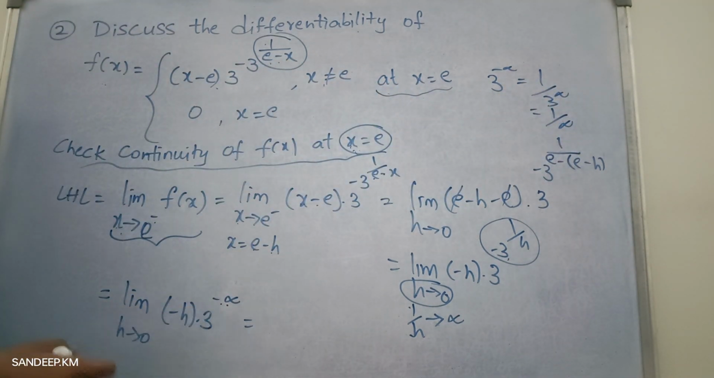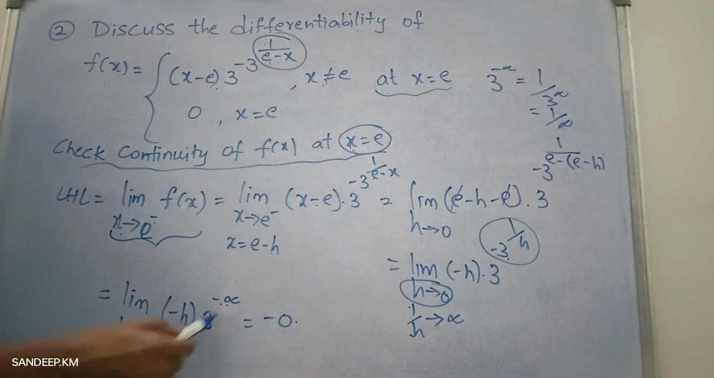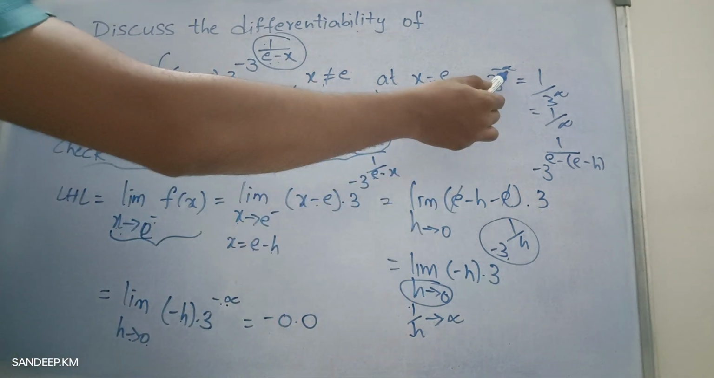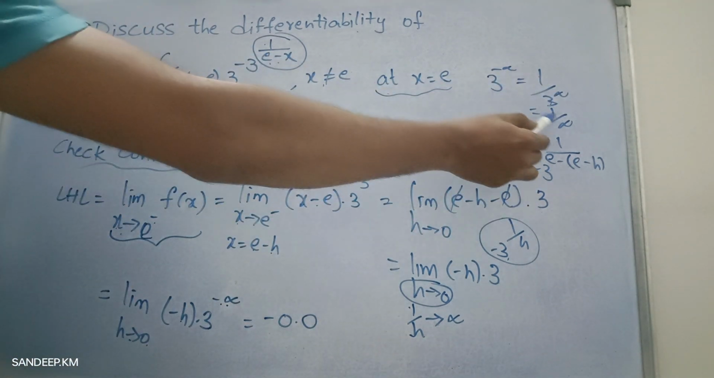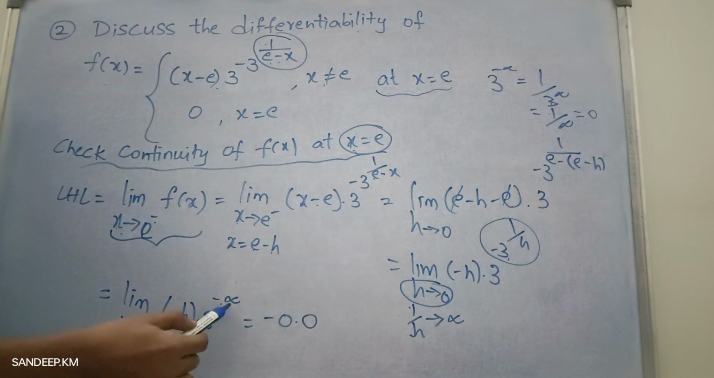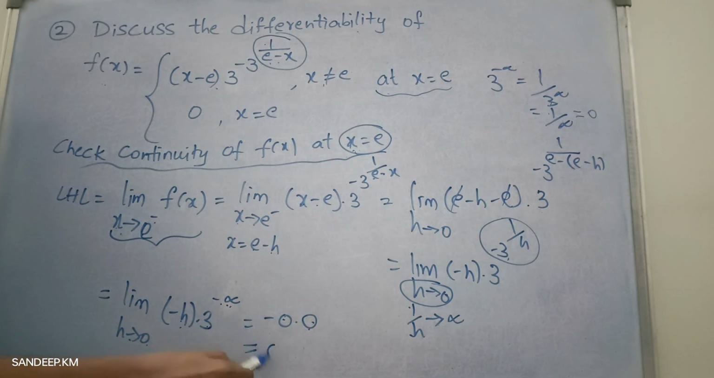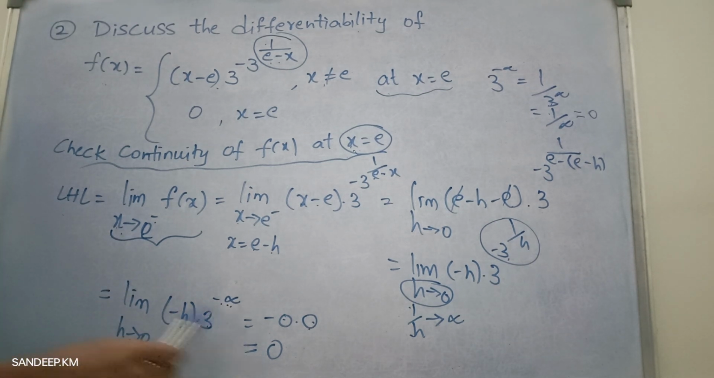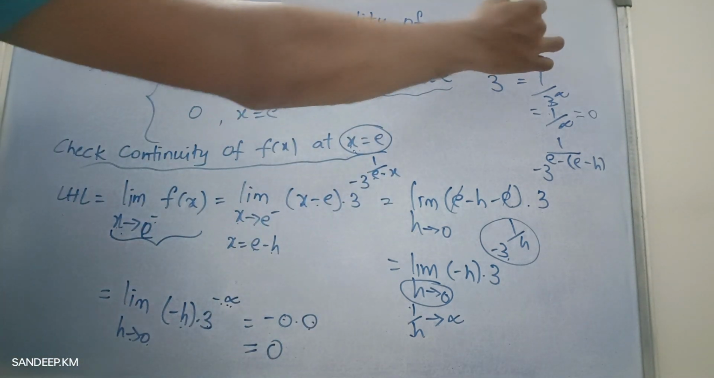So what we get is, if I substitute h as 0, I'll get minus 0 into 3 power minus infinity is 0. Because 3 power minus infinity is 1 by 3 power infinity, which is 1 by infinity, which is 0. It is approaching 0. So 3 power minus infinity is approaching 0, and here is also 0. 0 into 0 is 0. So LHL value is 0. Left hand limit value is 0.